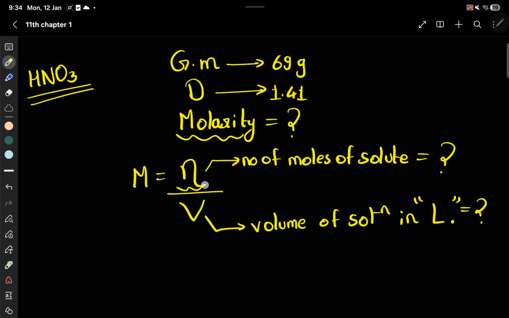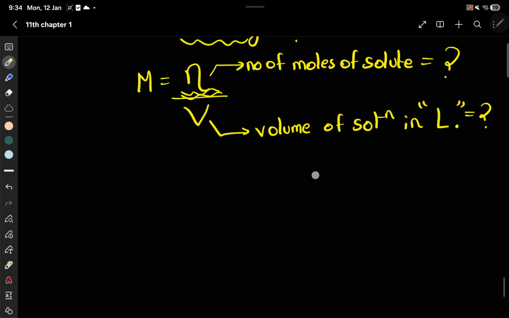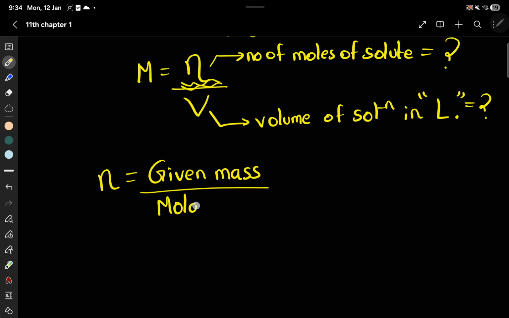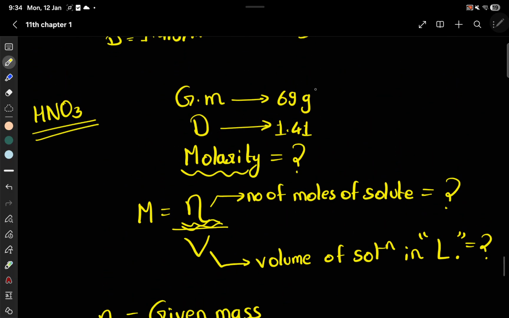For calculating the number of moles, the numerator, what we have to do is write the formula of number of moles. For that calculation the formula is given mass divided by molar mass. Now in the question itself, if you do remember, the given mass was the data which was given in the question as 69 percent, but indirectly we have calculated the given mass.